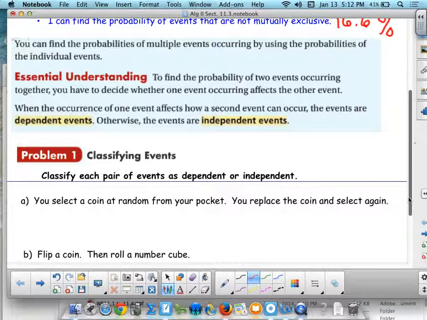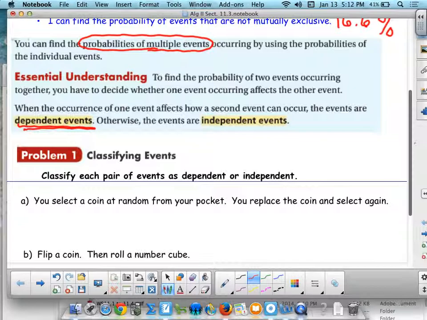Here it says you can find the probabilities of multiple events occurring by using the probabilities of the individual events. So if you find the probability of one event and the next event, you can either multiply them or add them. You'll see in just a second. To find the probability of 2 events occurring together, you have to decide whether one event occurring affects the other event. When the occurrence of one event affects how the second event can occur, the events are called dependent. Otherwise, the events are independent events. They don't affect each other.